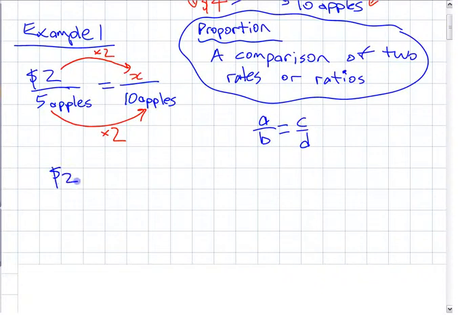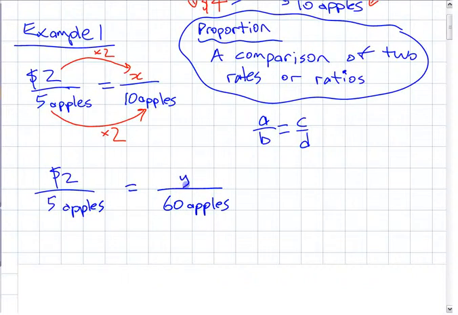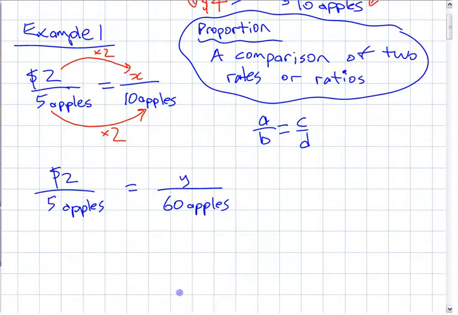If we did the same thing and said, well, we know it's $2 for 5 apples, how much would it be for 60 apples? And we're going to call this something else here. Let's call it Y. I don't know. Use a different letter this time. How can you figure that out? How can you figure out how much it's going to be? What can you do?